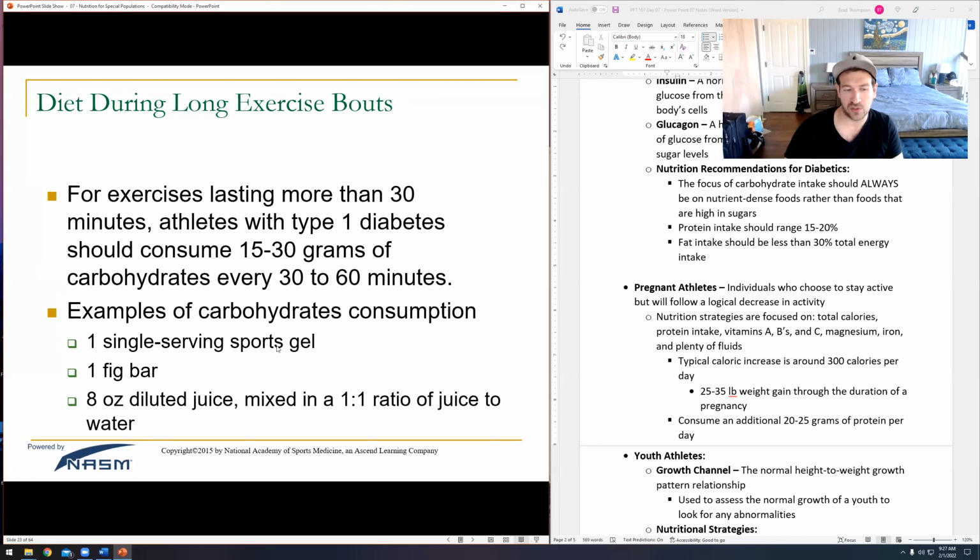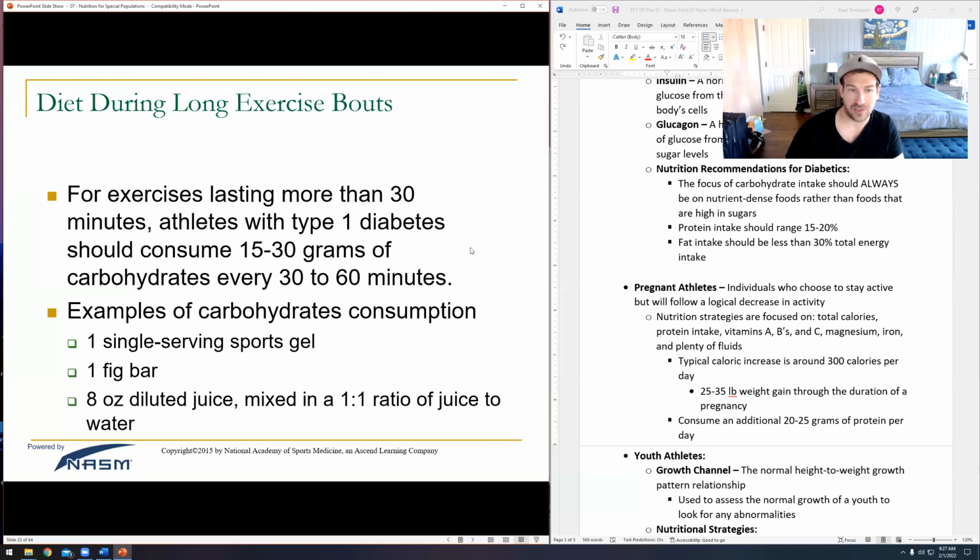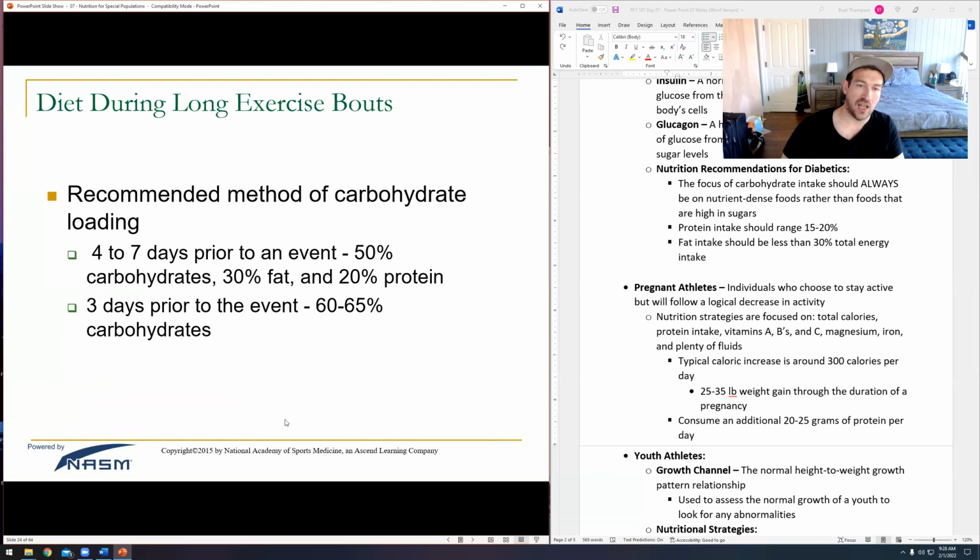So sports gels are really good. Again, these are like juice options. We also like figs. I know it sounds kind of weird, but figs or dates are super high in sugar, so they can raise your blood sugar levels quickly.